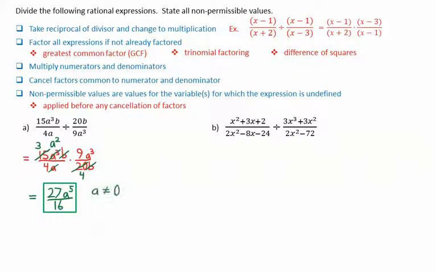As far as our non-permissible values, we have a cannot be equal to 0. This is because we have a on the denominator of the first expression as well as on the denominator of the second expression. We also have to consider the numerator of the second expression. Note that because this is a division question, we cannot divide by 0. If b was equal to 0, then the entire second rational expression would be equal to 0, and then we'd again have division by 0.